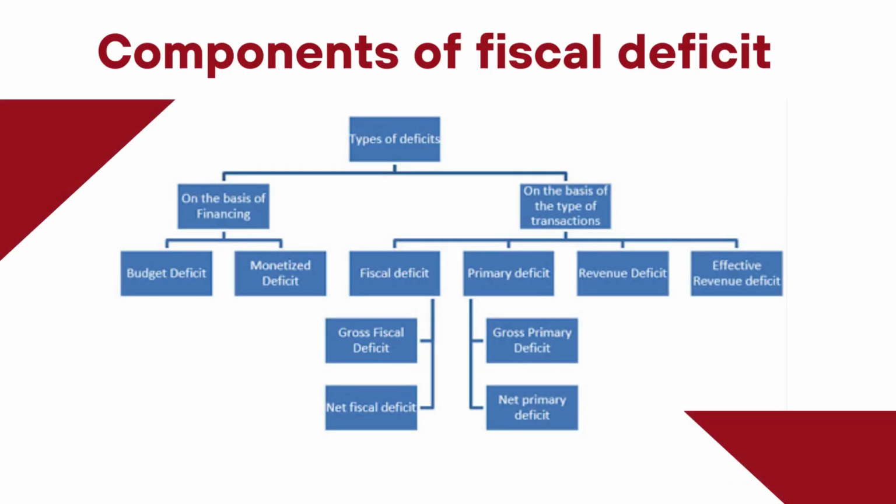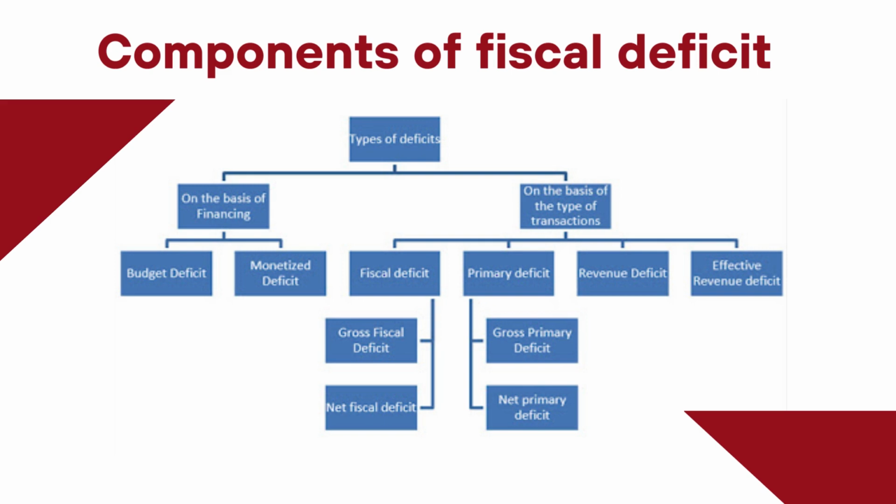Components of fiscal deficit majorly include, number one, the revenue deficit. This refers to the shortfall in revenue receipts compared to the revenue expenditures. When revenue expenditure exceeds the revenue receipts, it leads to a revenue deficit.